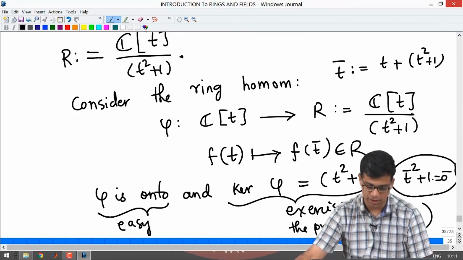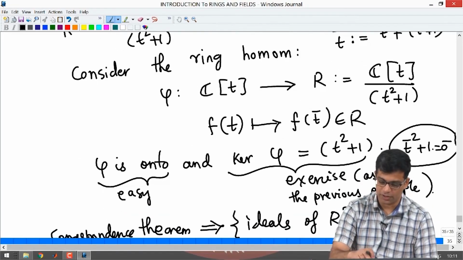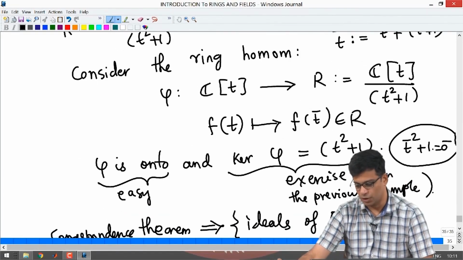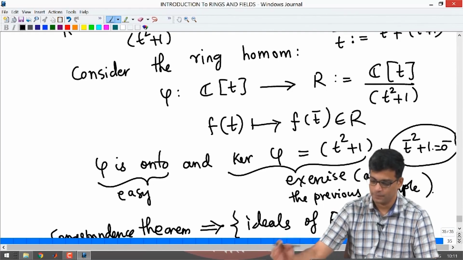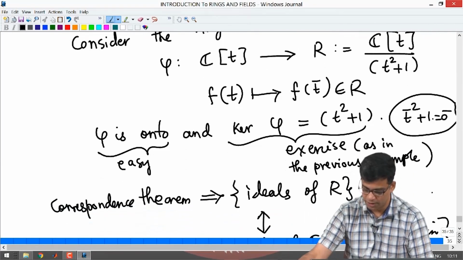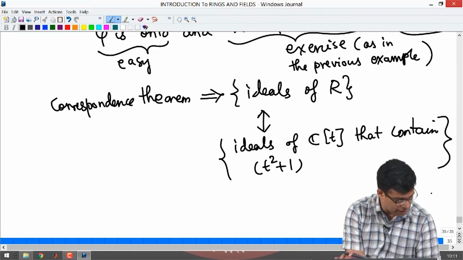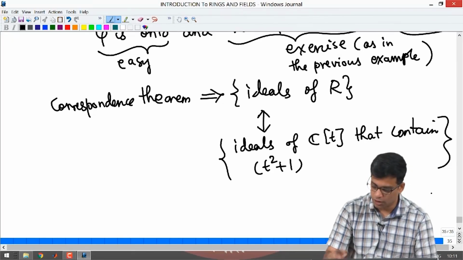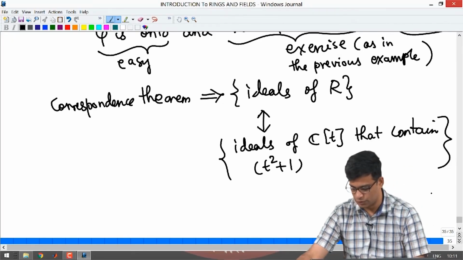right. The correspondence theorem, because the ideals of C[t] mod t squared plus 1 are ideals of C[t] that contain t squared plus 1. So, in order to determine ideals of R, I need to determine what are the ideals of C[t] that contain t squared plus 1. So, let us do that now.